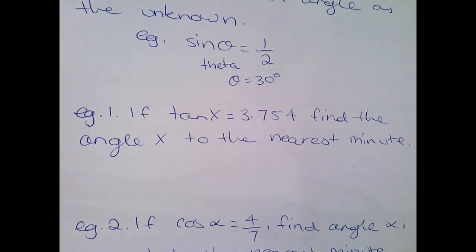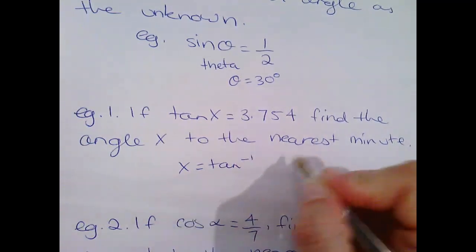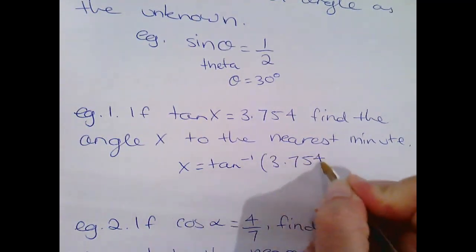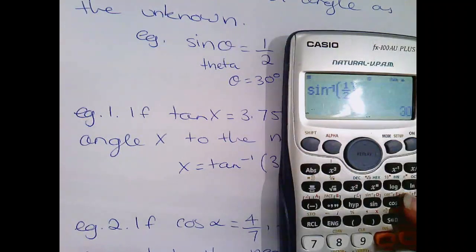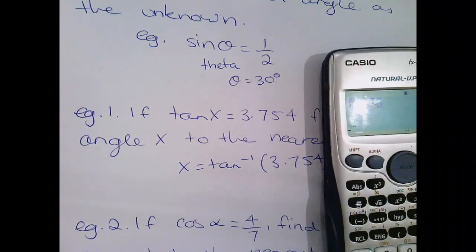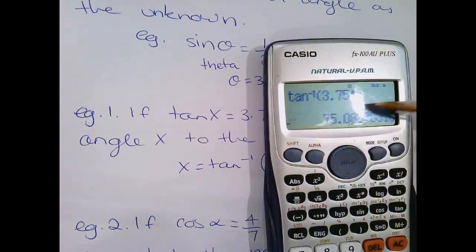As an example, if tan of an angle is 3.754, find the angle x to the nearest minute. Well, x would be the inverse tan of that angle. Okay, so using the calculator, shift tan of 3.754 equals, and the question says to the nearest minute. So at the moment that's a decimal, 75.08 degrees. We want to change it to degrees and minutes.